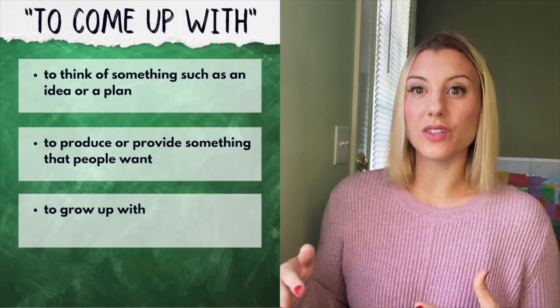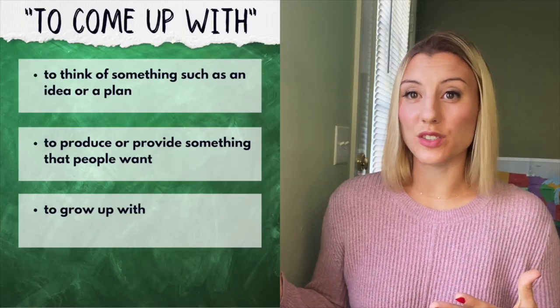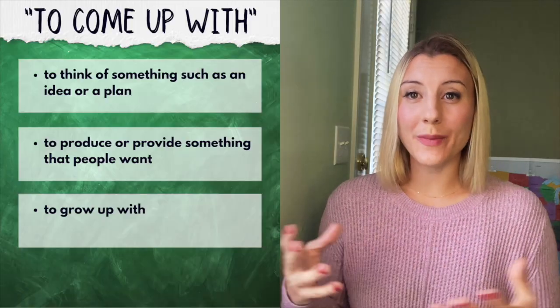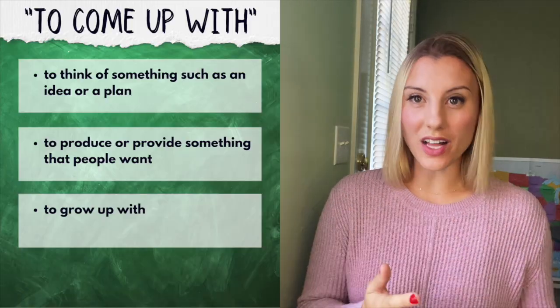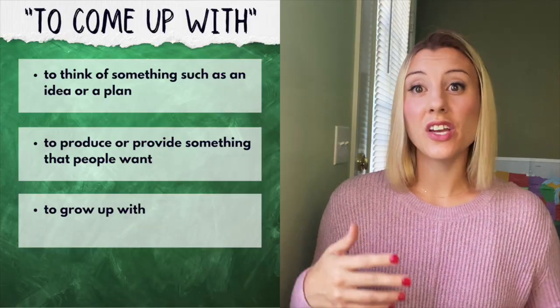Another very advanced use of this phrasal verb, to come up with, is to grow up with something. So you can say, I came up with SpongeBob SquarePants. So if you're coming up with it, it means that you either watched it a lot as a child, you ate it a lot as a child, or you used it a lot as a child. I came up with Dr. Seuss books. That means I read Dr. Seuss books a lot when I was a child.